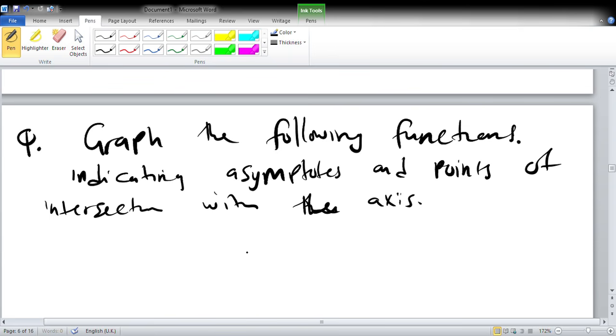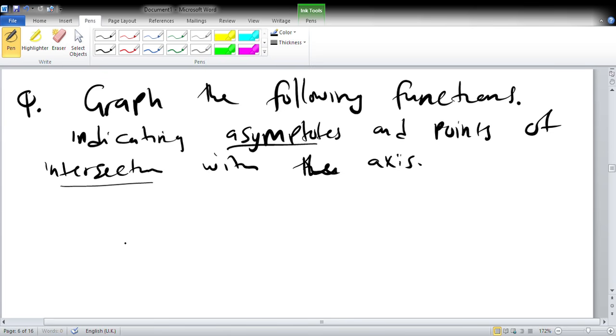What it means here, when you are sketching, is that the important things are the asymptotes and the points of intersection with the axis. The points of intersection with the axis mean the intercepts. Where it's cutting the y-axis, you'll be able to tell and write the value. When it's cutting the x-axis, write the value. So graph the following functions indicating the asymptotes and points of intersection with the axis.